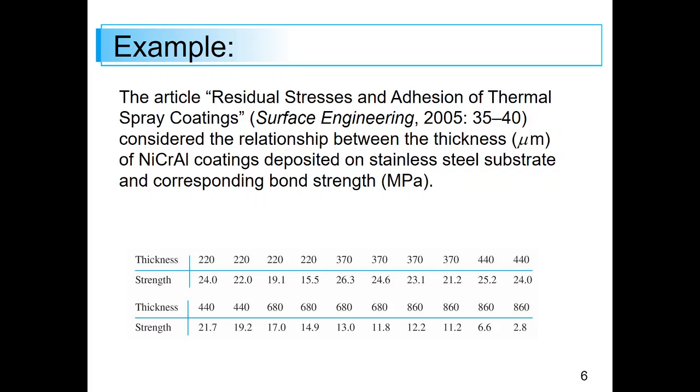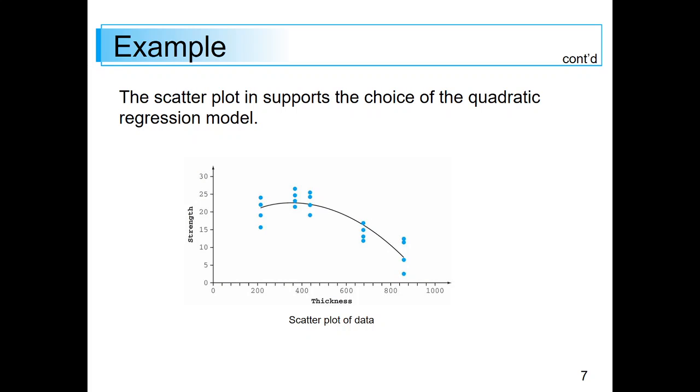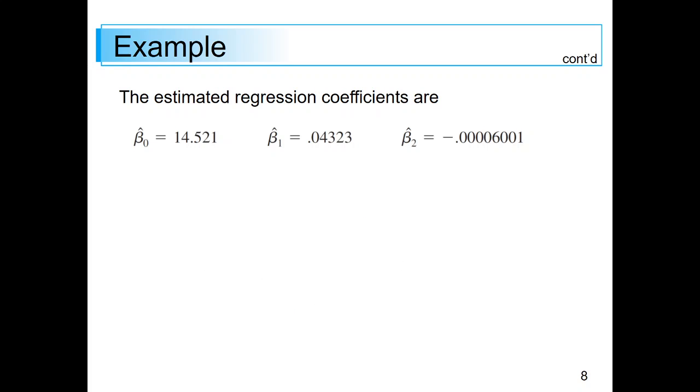So let's go ahead and estimate the parameters. Here's some data about an engineering example with bond strength and the stainless steel substrate. If you look at the scatter plot, it does look like a quadratic equation. And if you fit a regression line, you get that the y-intercept is 14.521, and you get those other two parameters.